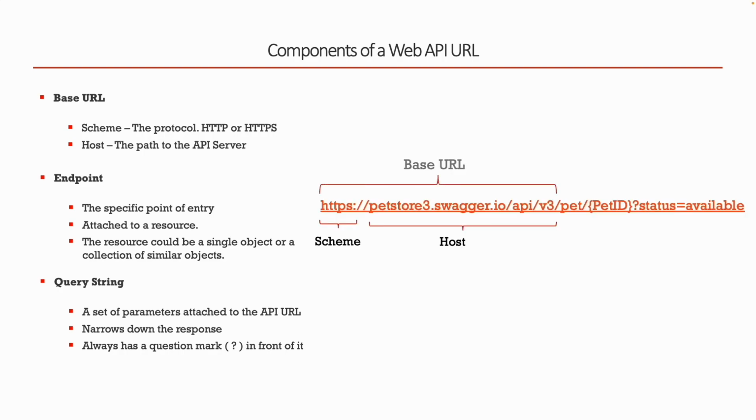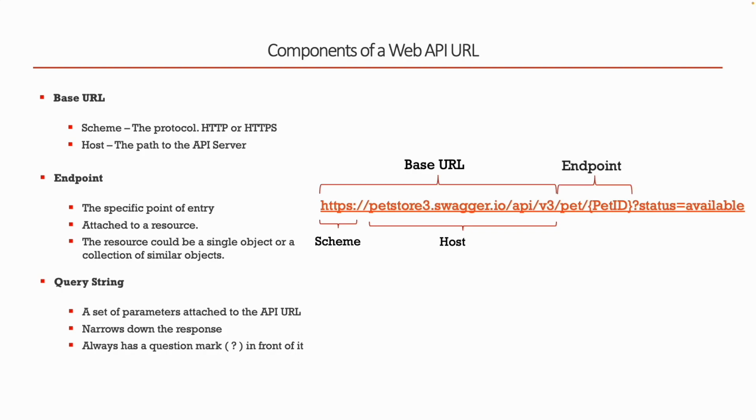If you take the URL shown on the screen as an example, the section indicated as base URL is used to access the correct server. If you type in just this section in your browser's address bar, you will probably get nothing or an error.